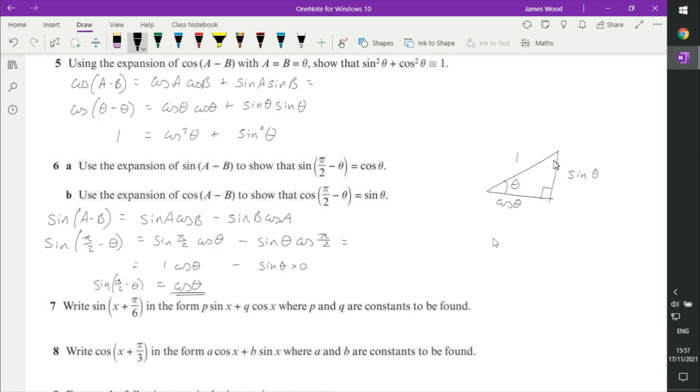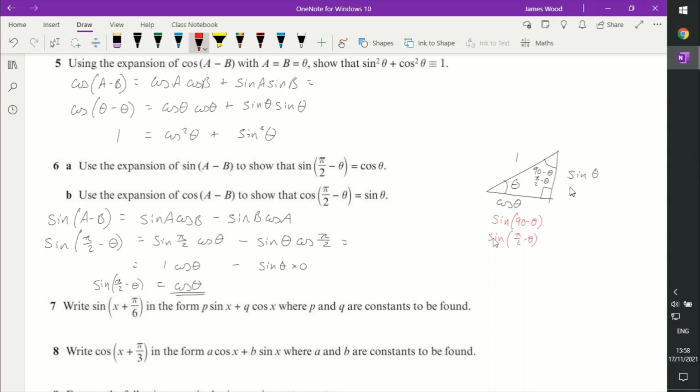Now what we could do as well on here is label this angle here. If this is theta and this is 90, obviously angles in a triangle add up to 180. This angle at the top is going to be 90 minus theta if we're working in degrees, or if we're working in radians, it would be pi over 2 minus theta. Which means that this side here, relative to this angle at the top, this is opposite this angle over here. So this would be sine 90 minus theta, or sine pi over 2 minus theta, if we're working in radians.